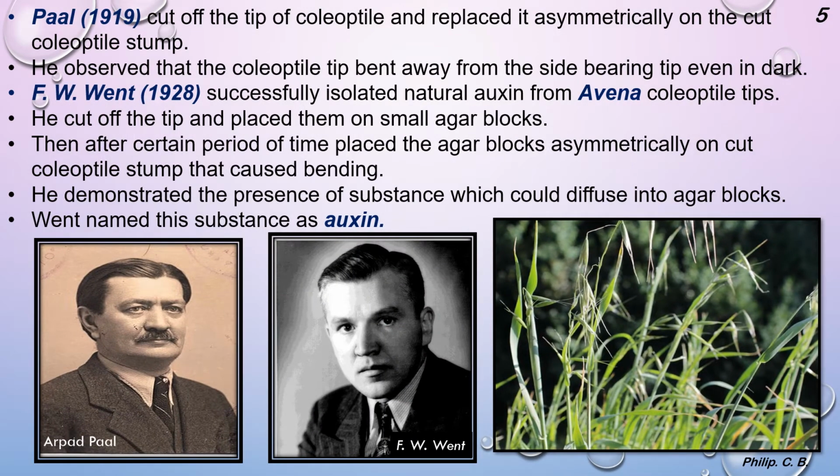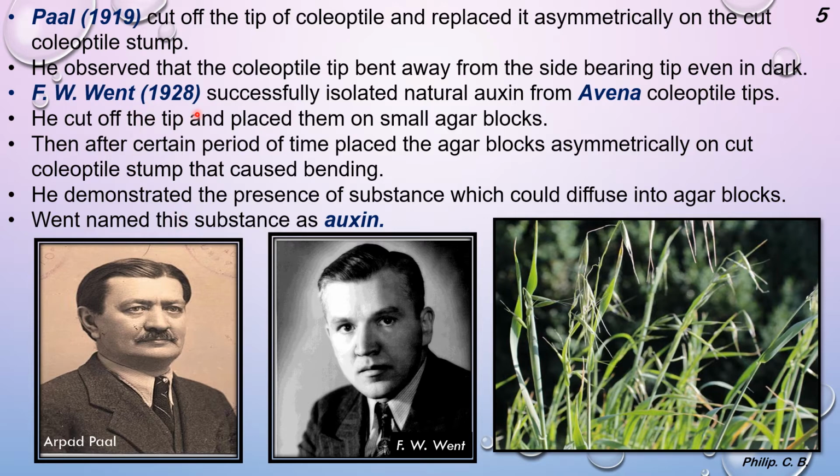A few more experiments were conducted by Paal and Went. Paal, in 1919, cut off the tip of the coleoptile and replaced it asymmetrically on the cut coleoptile stem. He observed that the coleoptile bent away from the side bearing the tip, even in the dark. Paal, who conducted the experiment, showed that even in the darkness, the tip of the coleoptile bends.